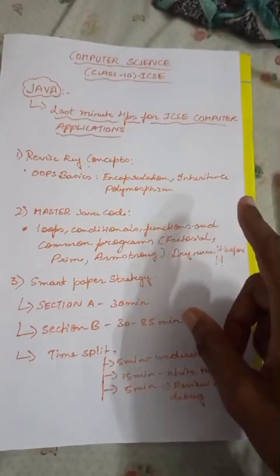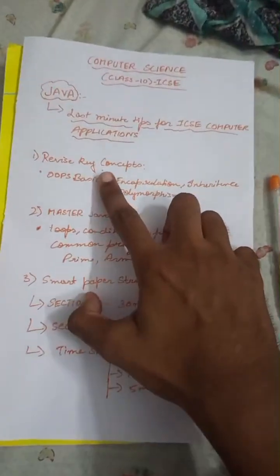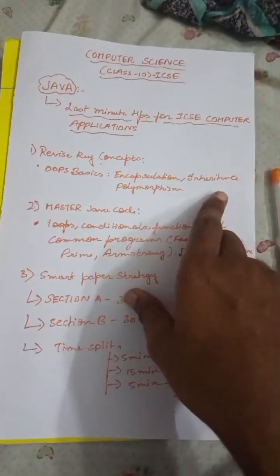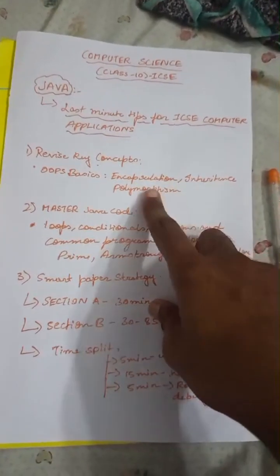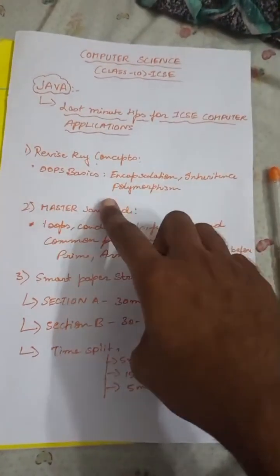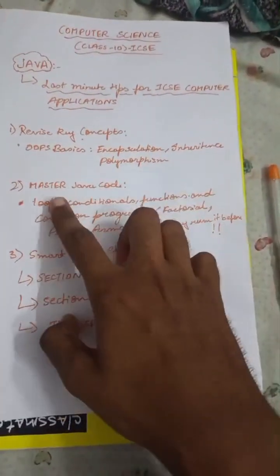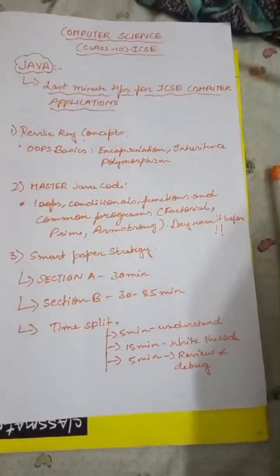So, the last minute tips are just revise the key concepts like encapsulation, inheritance, and polymorphism. Okay, the important definitions are important because they will ask in the exam. So, master the Java code.